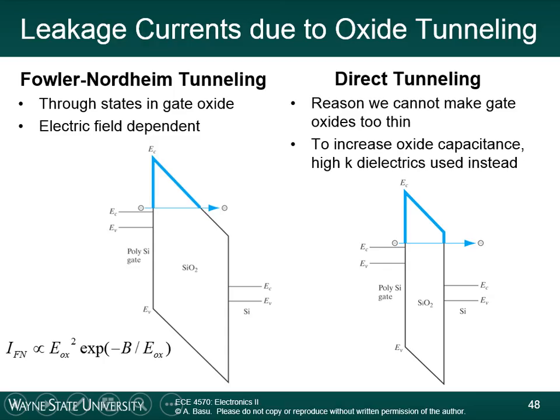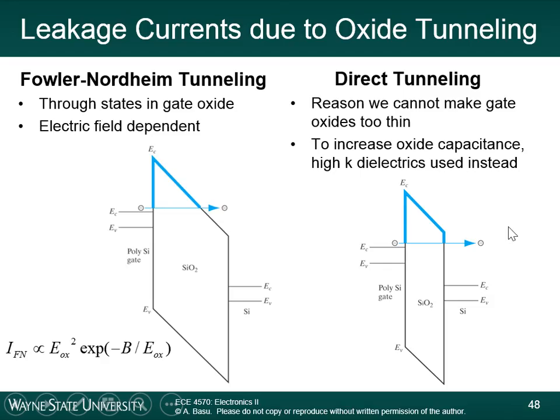So that can allow charge to go between the gate and the substrate. Fowler-Nordheim tunneling is one mechanism, and another mechanism is direct tunneling. Fowler-Nordheim tunneling is through states in the gate oxide, and this one is electric field dependent. I would say let's do the other one first because it's a little bit more straightforward to understand. The direct tunneling is what happens when we make the gate oxides too thin.